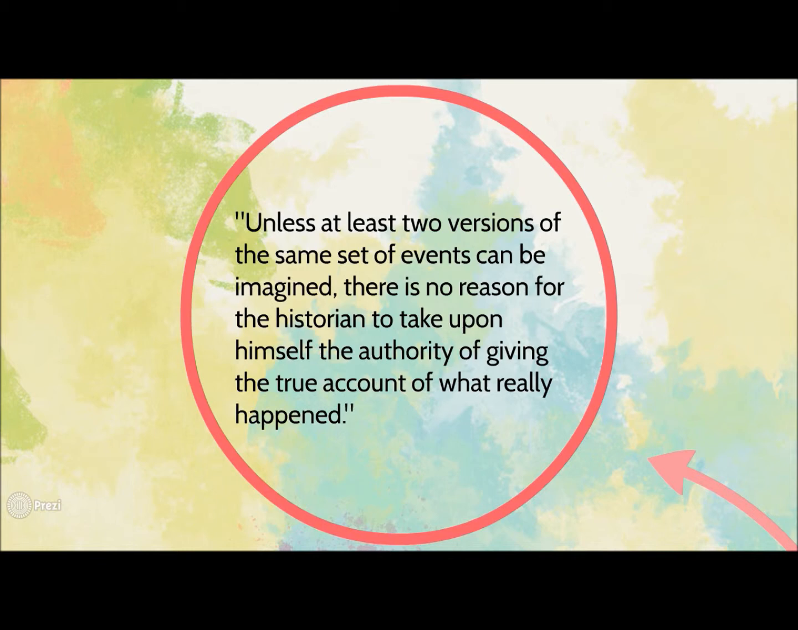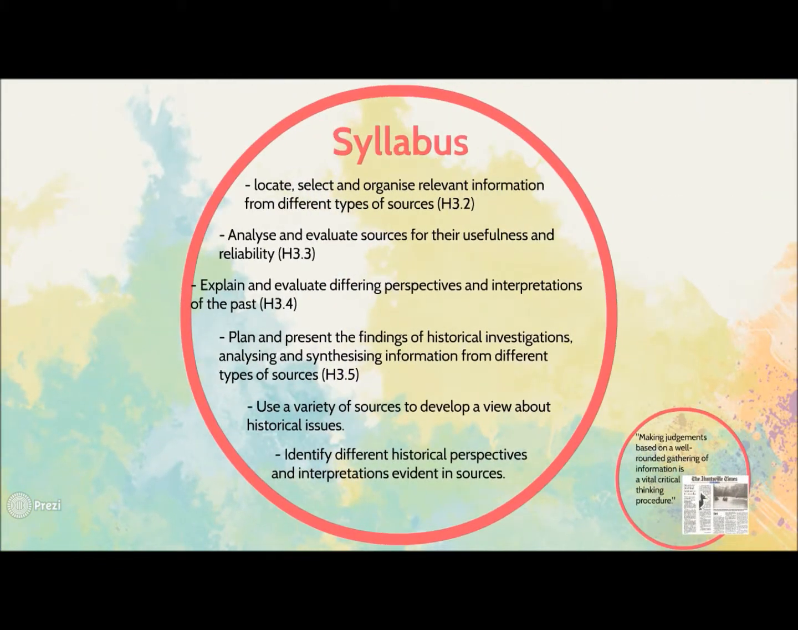Identifying bias is an incredibly useful tool for Stage 6 modern history students. First and foremost, this stuff is in the syllabus. In both preliminary and HSC, under the process of historical inquiry, the syllabus asks students to locate, select, and organise relevant information from different types of sources, analyse and evaluate sources for their usefulness and reliability, explain and evaluate differing perspectives and interpretations of the past, and to plan and present the findings of historical investigations, analysing and synthesising information from different types of sources.